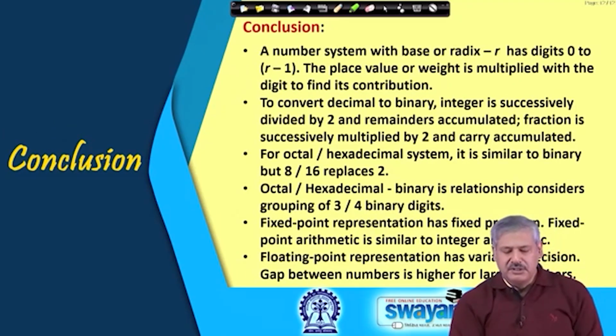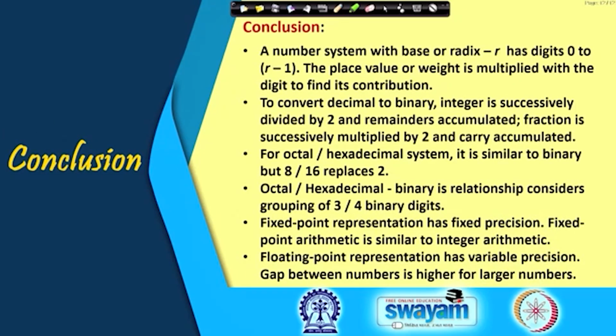To quickly conclude, a number system with base or radix r has digits 0 to r minus 1. Place value or weight is multiplied with the digit to find its contribution. So, if it is multiplied with 0, then there is no contribution. To convert decimal to binary, the integer is successively divided by 2 and remainders accumulated, and for converting the fraction, it is successively multiplied by 2 and carry is accumulated. For octal and hexadecimal systems, the process is similar, but instead of 2, we use 8 or 16 respectively.